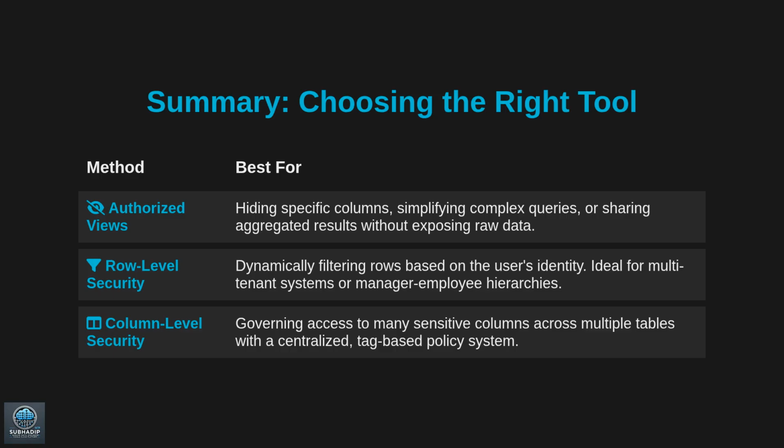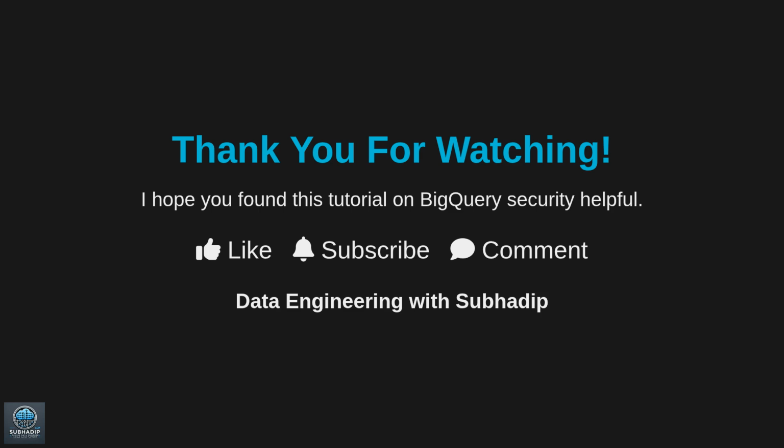To summarize, use authorized views when you want to share a specific slice or a simplified version of your data. Use row-level security when you need to show different rows to different users from the same table. And use column-level security for large-scale tag-based governance across your data warehouse. And that's a wrap on our deep dive into BigQuery authorized views and row-level security.